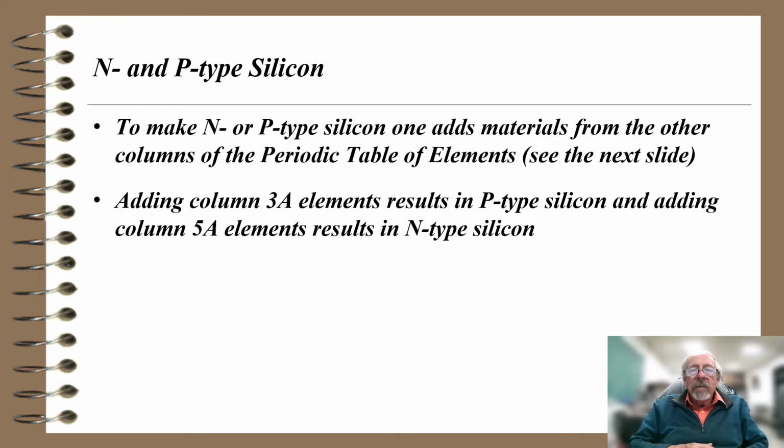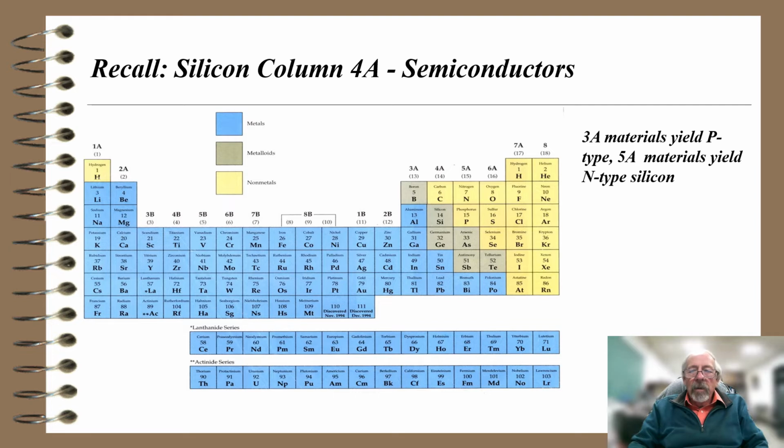To make N or P-type silicon, one adds materials from the other columns of the periodic table of elements. See the next slide. We've talked about this before. Adding column 3A elements results in P-type silicon, and adding column 5A elements results in N-type silicon. So again, we've seen this several times now. And on the right there we say 3A materials yield P-type because there's a lack of electrons. 5A materials yield N-type because there's extra electrons.